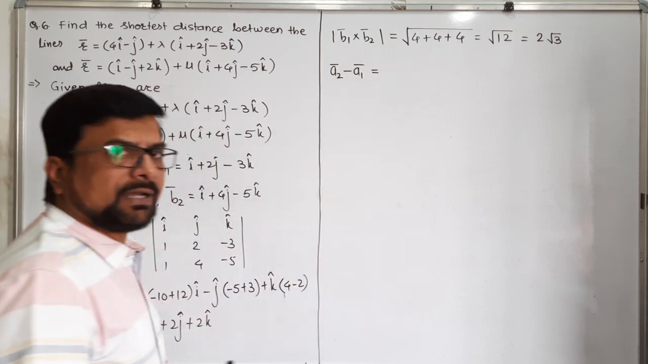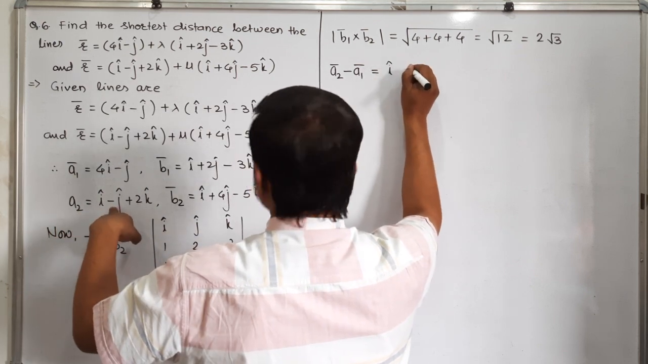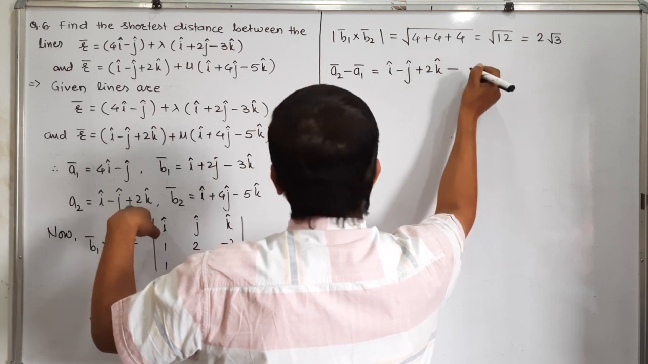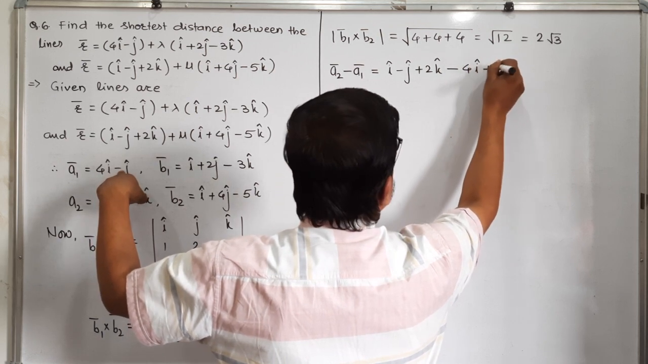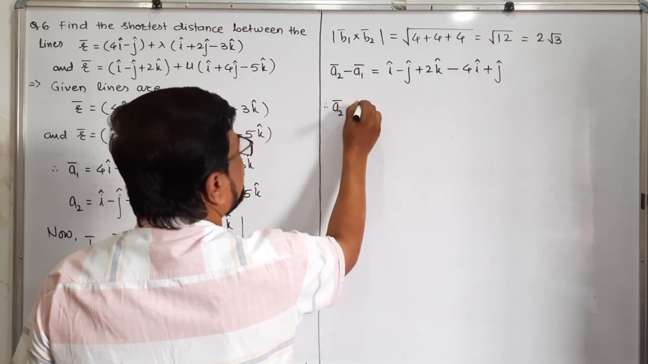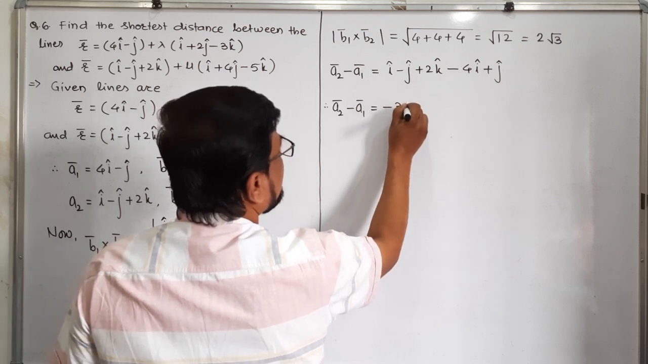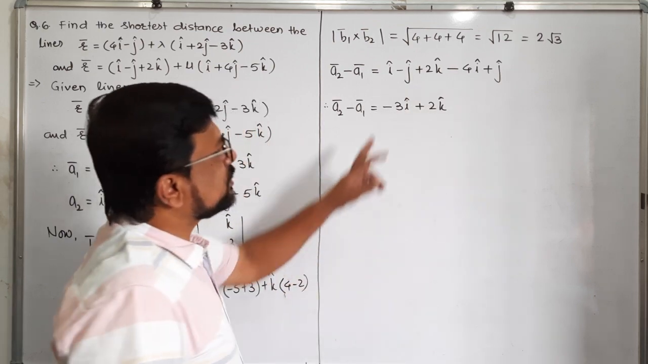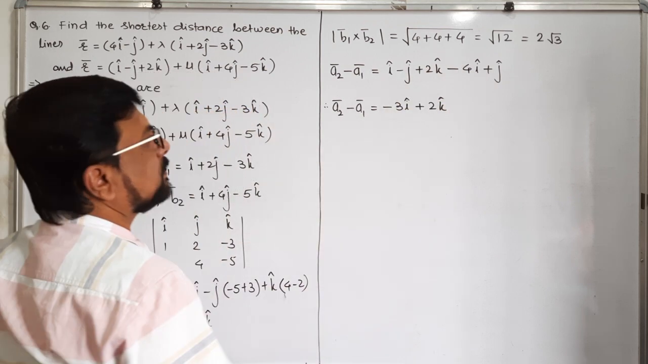a2 vector minus a1 vector is equal to, this a2 vector is i cap minus j cap plus 2k cap, minus a1 vector is minus 4i cap minus minus plus j cap. Now therefore a2 vector minus a1 vector is i minus 4i is minus 3i cap and plus 2k cap. This minus j cap and plus j cap can cancel. This is 2k cap plus 2k cap.